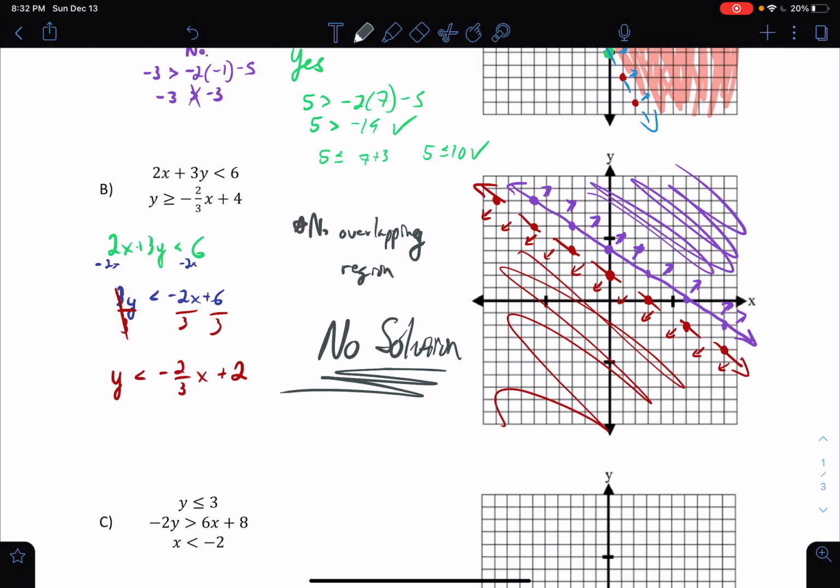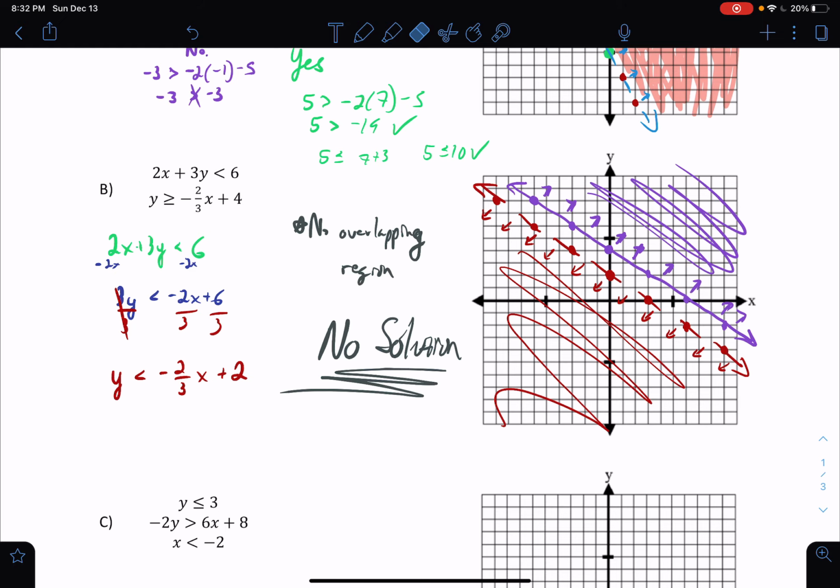Parallel lines, you can have a solution for those. You could have a solution region. Like if it was the region in between them, that would be a solution region. Okay, so don't think if you have parallel lines it's no solution. You got to look for where the overlapping region is occurring. And if there's no overlapping region, that's when you have no solution.